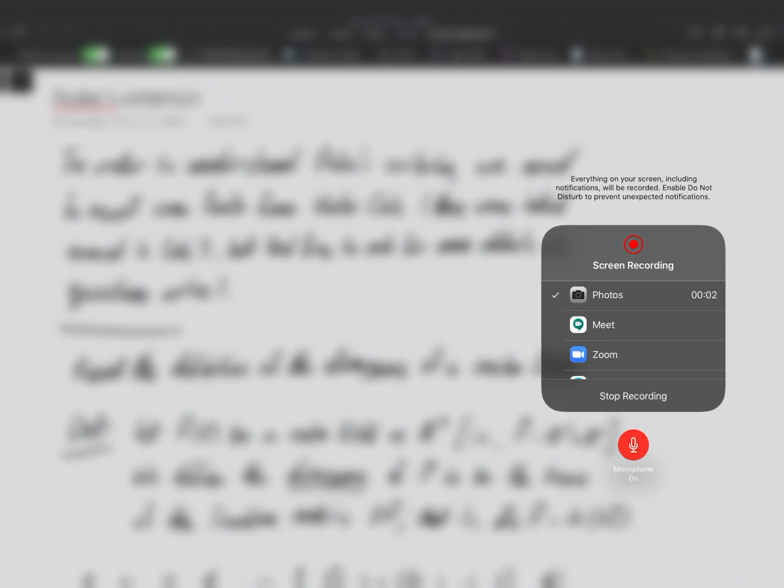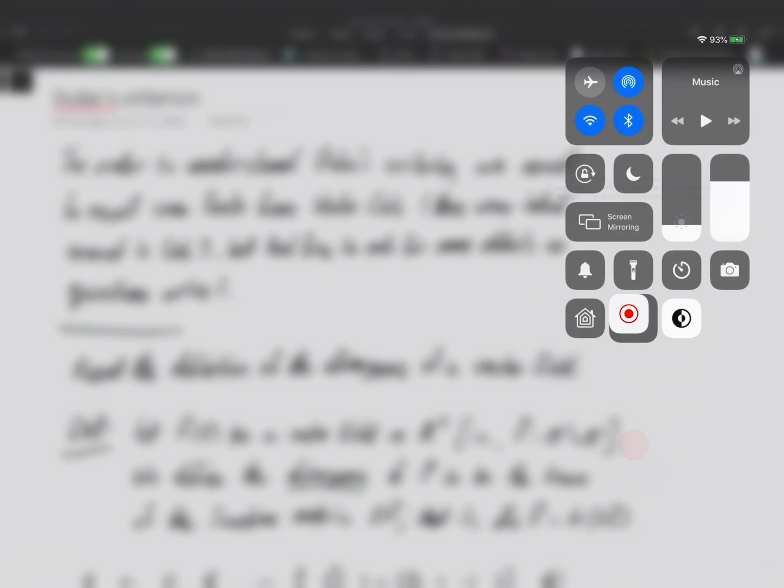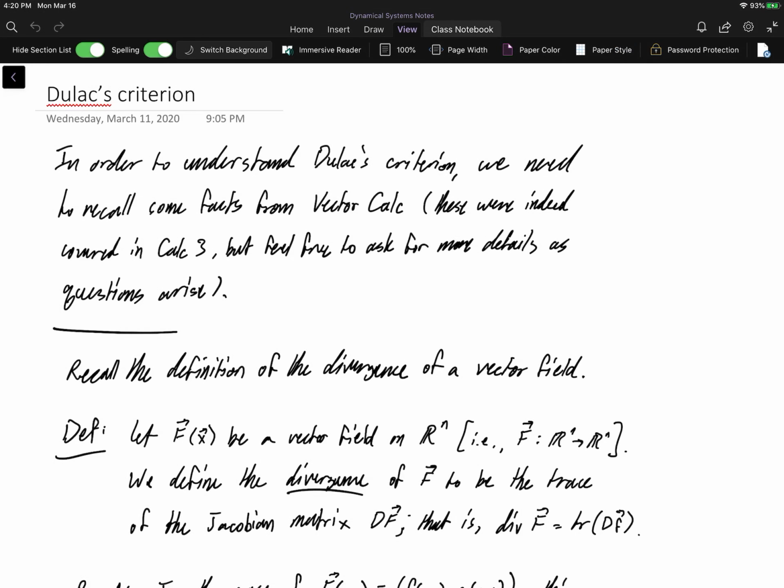Hey folks, welcome back. So we are going to finish up our work in section 7.2. We are trying to rule out the existence of limit cycles and closed orbits in general. And the final of the three criteria for us to check that will rule out these limit cycles has to do with a notion from vector calculus.